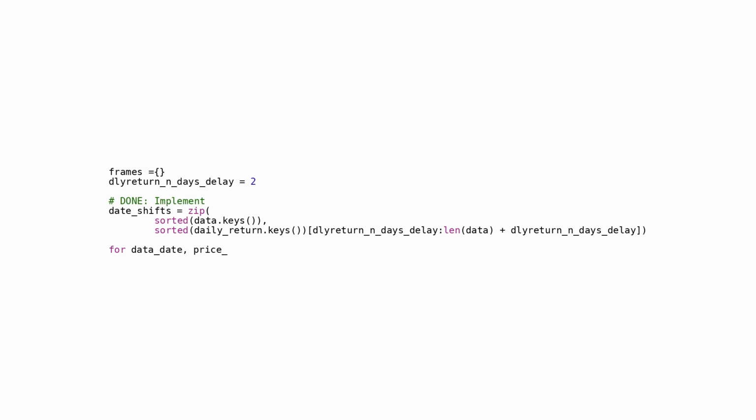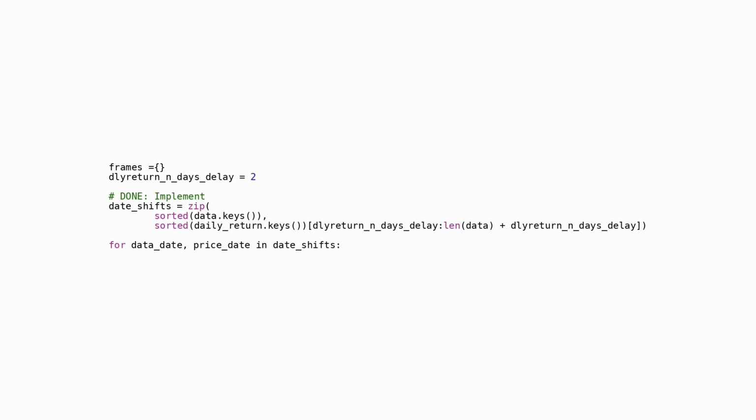For each pair, a new data frame is created by merging the data frame from data_date with the data frame from daily_return price_date, based on the borrowed column common to both data frames. The merged data frame is then stored in the frames dictionary, using price_date as the key. The overall effect of this script segment is to produce a set of merged data frames that correspond to financial data from two different data sets matched by date with a defined delay, which could be useful for financial analysis or backtesting trading strategies that require aligning data points with a time shift.